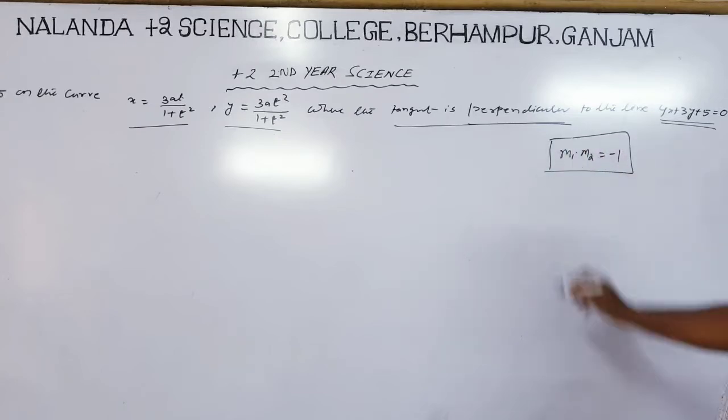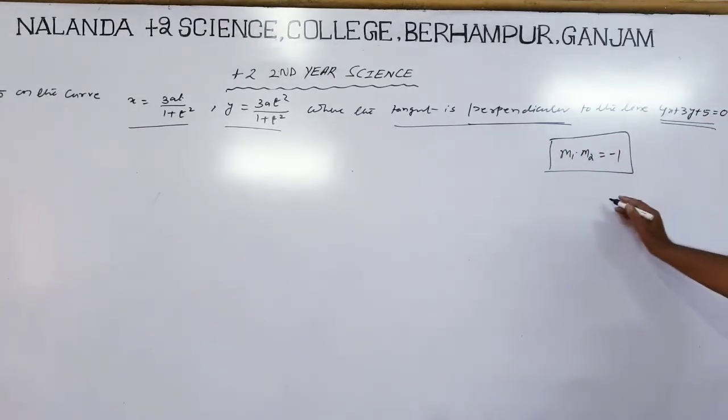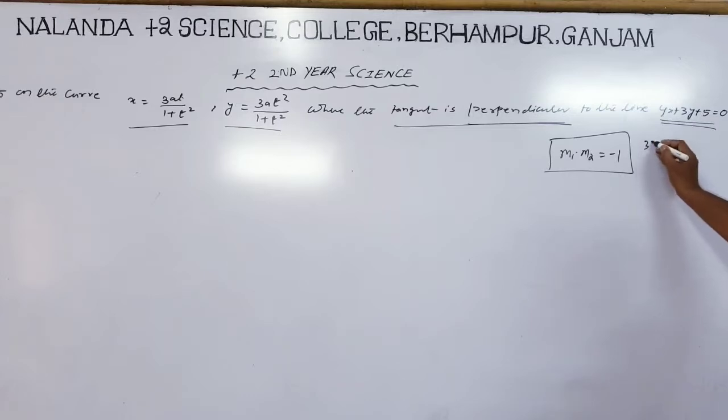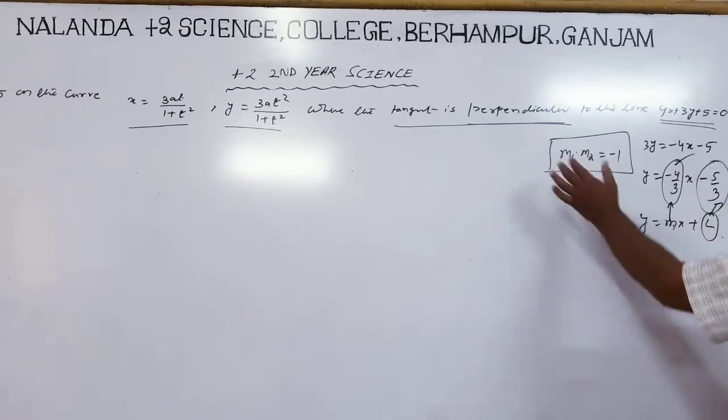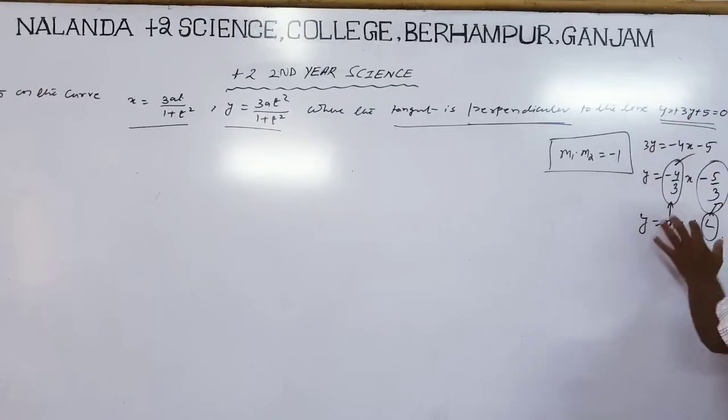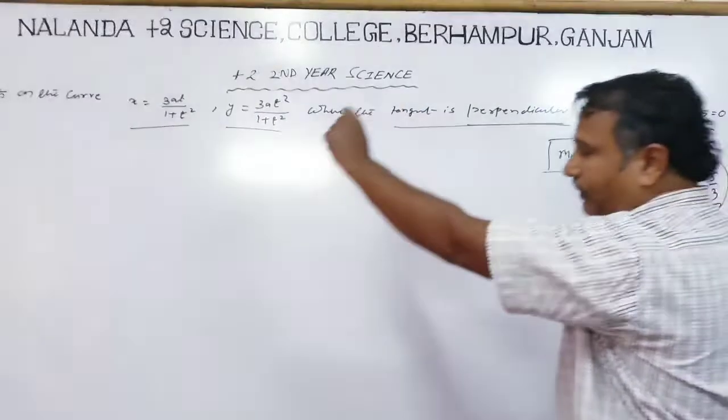Okay. Now convert to standard form: 3y equal to minus 4x minus 5, or y equal to minus 4 by 3 x minus 5 by 3. So actually y equal to mx plus c. First step, y equal to mx plus c. Now here m equal to this one, and this is the c. We are concerned with m. So the slope is given. Okay. Now from that, what do we find out?